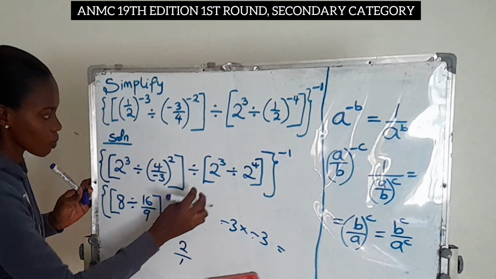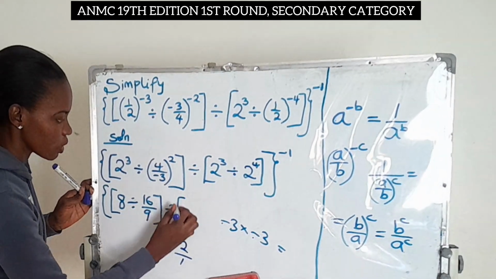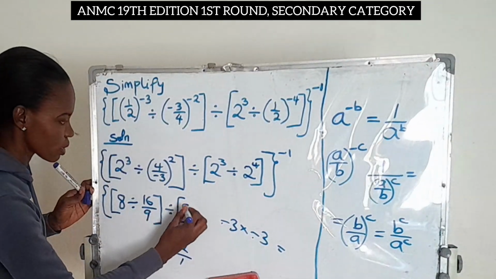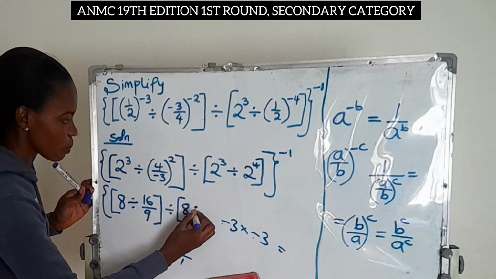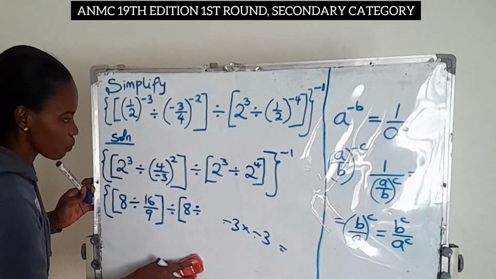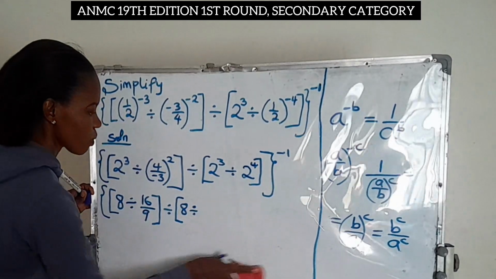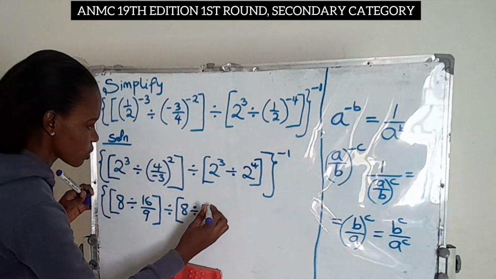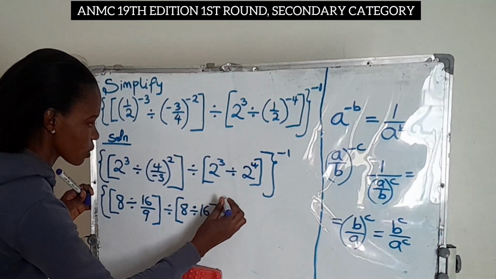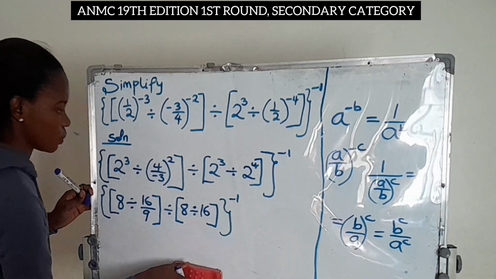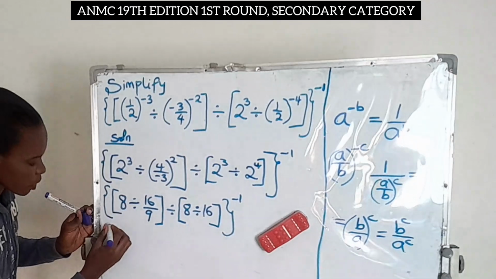Divided by 2 raised to power of 3 is the same thing here, 8. 8 divided by 2 raised to power of 4. 2 times 2, 4. 4 times 2, 8. 8 times 2, 16. I have 16. Okay. So we'll go further.